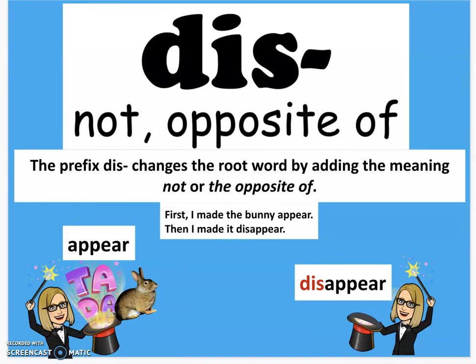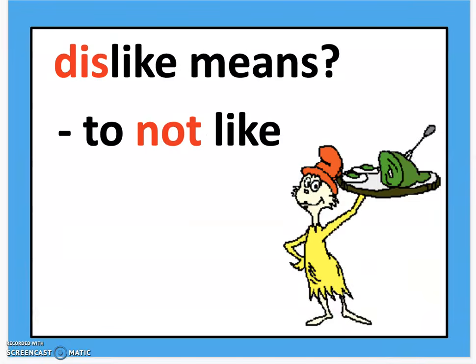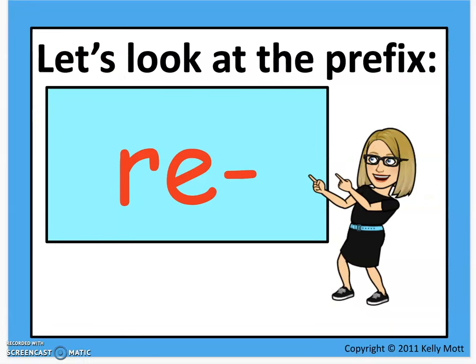So if you have the word appear, which means you make it show, and you add the dis in front of it, disappear, it's the opposite of making something show up. It takes it away. First I made the bunny appear, and then I made it disappear. Distrust means to not trust. Dislike means to not like.